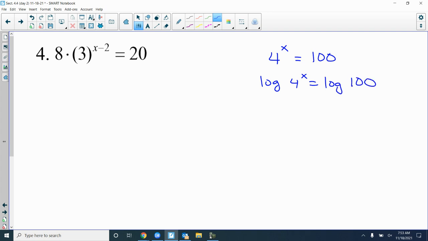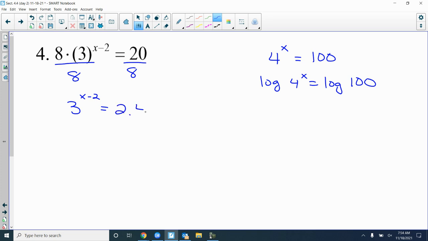What you want to do, if you can, is get whatever's to the power by itself. So since that's just a 20 over there, I'm going to divide by 8. Before I do, you can take the log of both sides here, but it gets just a little messier. So I'm going to divide by 8. And then I get 3 to the x minus 2 equals 20 divided by 8, 2.5, 5 halves.